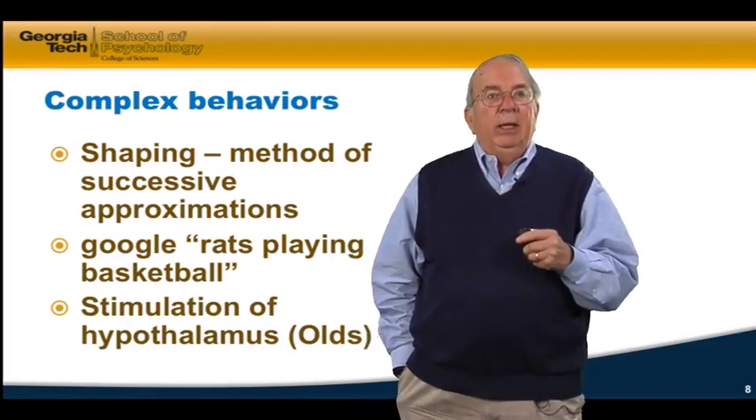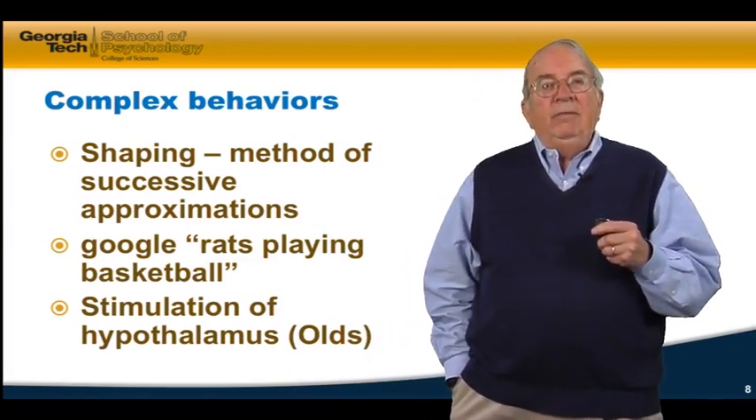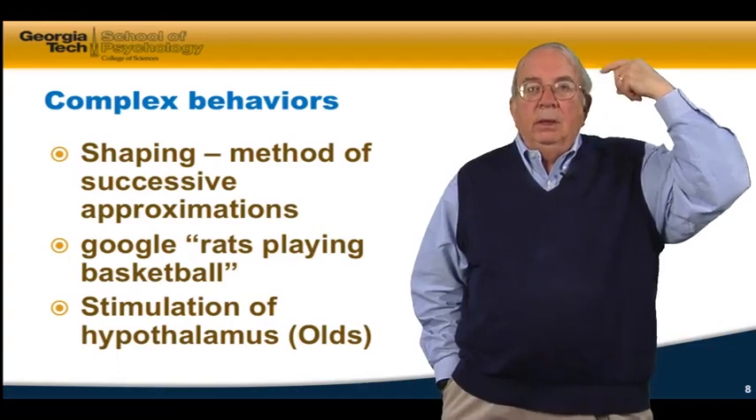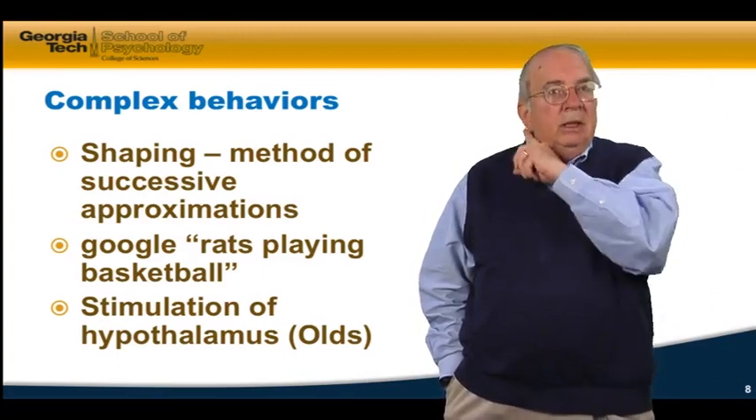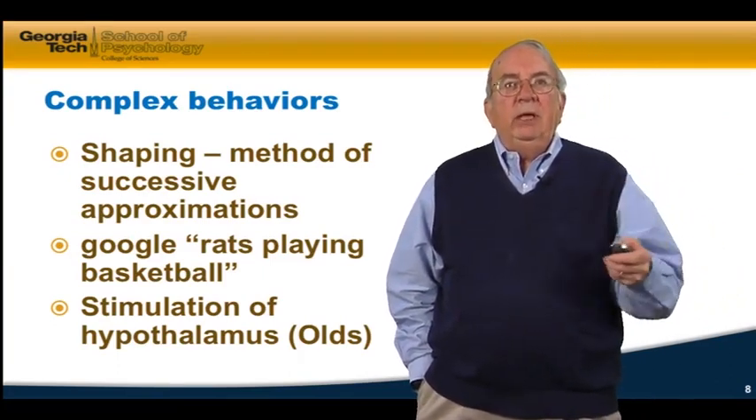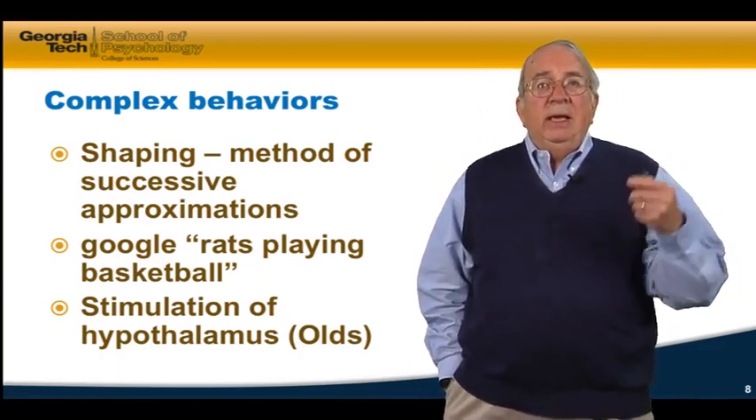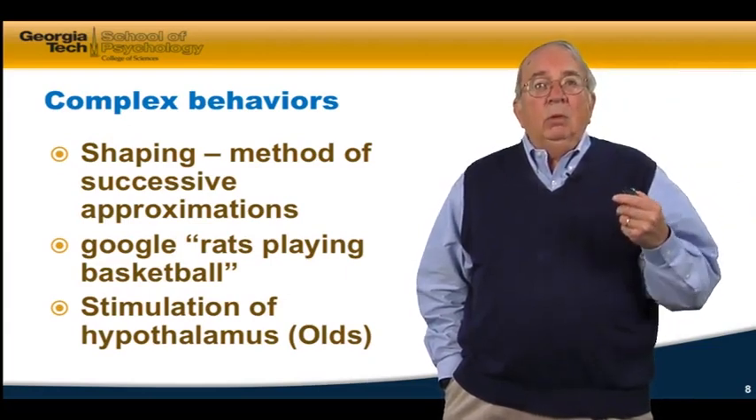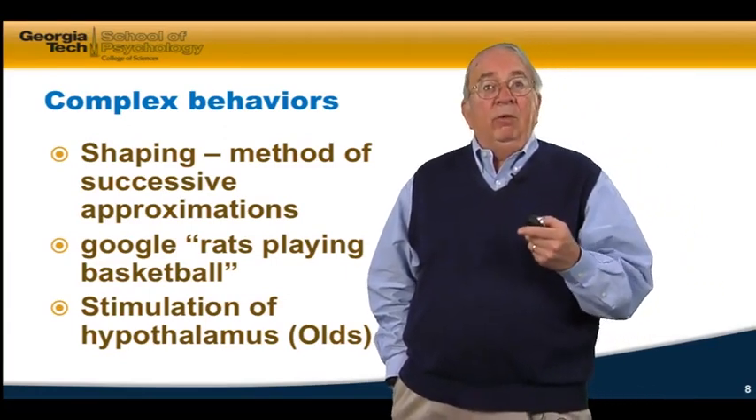Just want to mention one other thing about operant conditioning. Olds found that if you put an electrode down in the hypothalamus of the brain, an area below the cerebral cortex, the hypothalamus is known to control motivation, feeding behavior, drinking behavior, pleasurable kinds of things. And if I stimulate the hypothalamus, then the animal will engage in operant behavior to get that stimulation. In fact, it's a very powerful reinforcer.